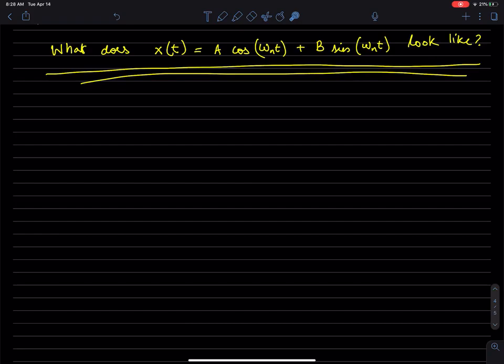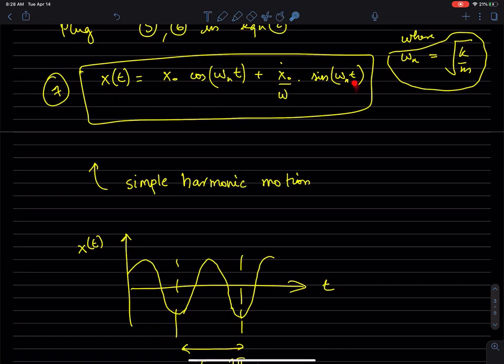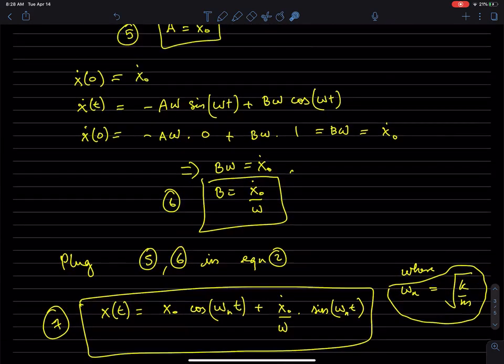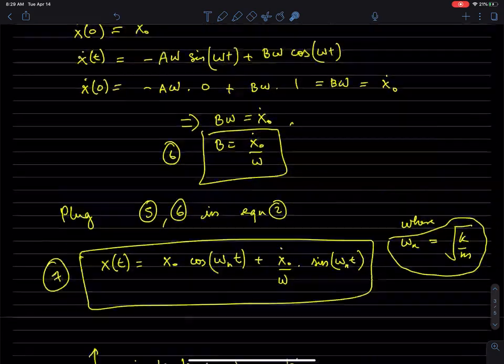Okay, so we just derived an expression for the general motion of a simple harmonic oscillator, or a mass spring system, which looked like this. x of t equals x naught, which is the initial position, cosine omega n t plus x dot naught divided by omega n sine omega n t, where omega n itself is given by this expression, right? Or more generally, x of t equals A cosine omega t plus B sine omega t, where omega is actually omega n.